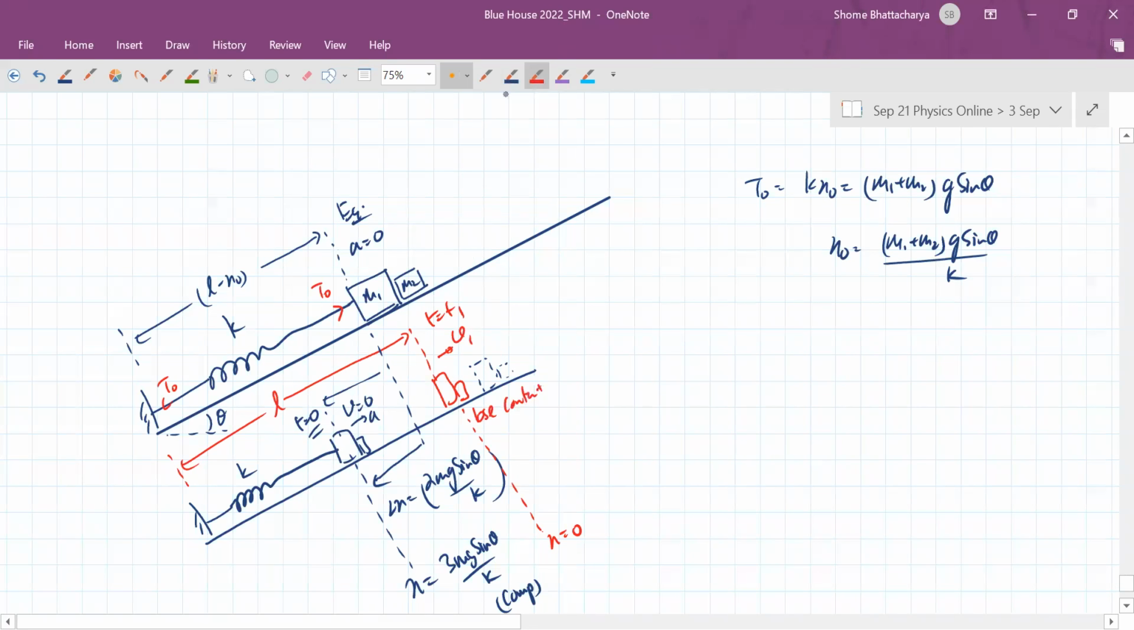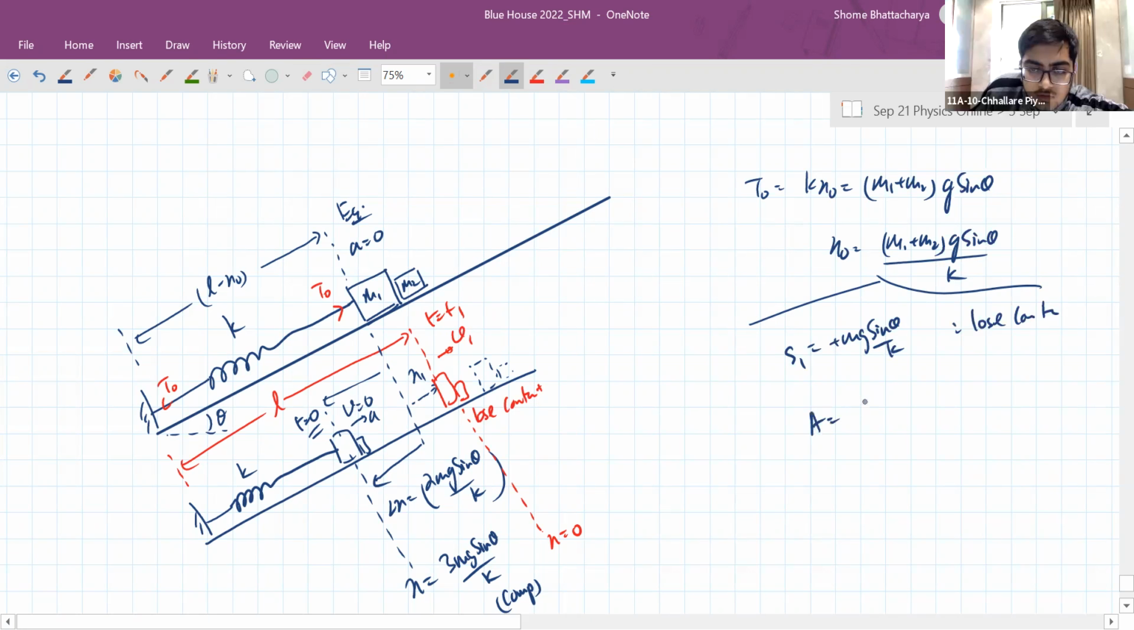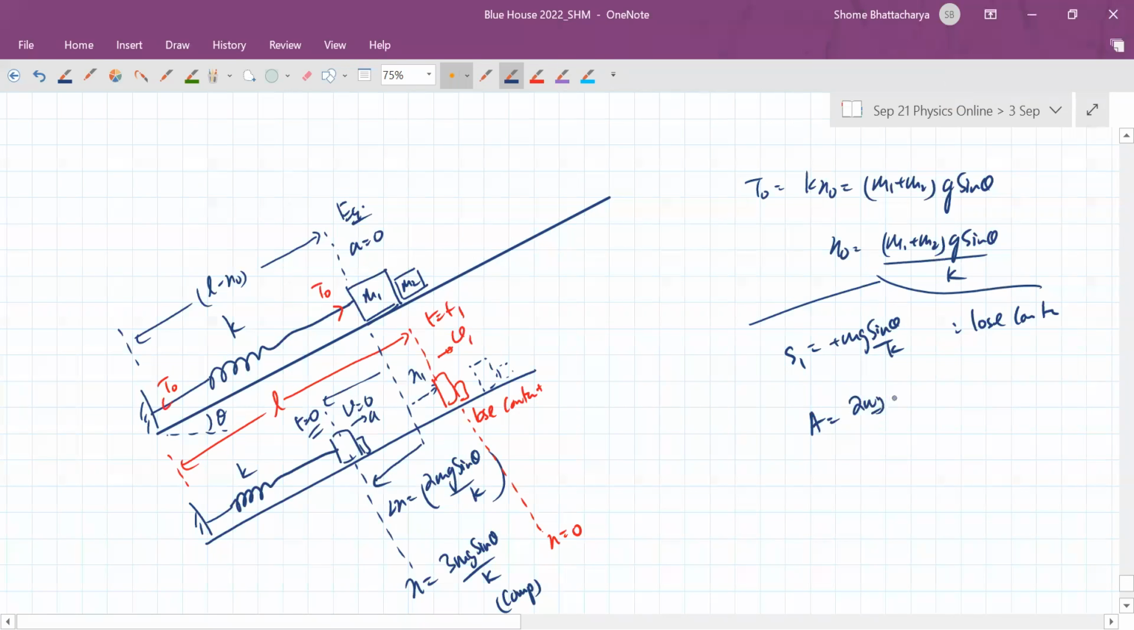Okay. So that position is basically with respect to my mean position. It is at what position? It is at x1 equal to plus mg sin theta by k. Or we'll write that as the displacement from mean position. At displacement of this much, they lose contact. Whereas what is the amplitude? It is 2 mg sin theta by k. Okay. And what was your initial position? It was minus A.